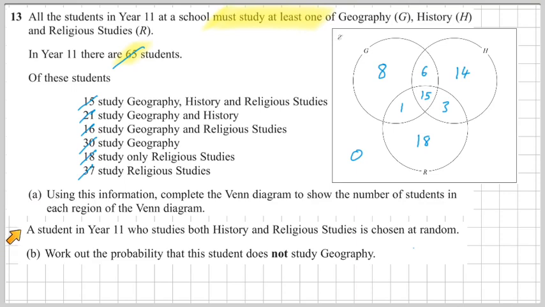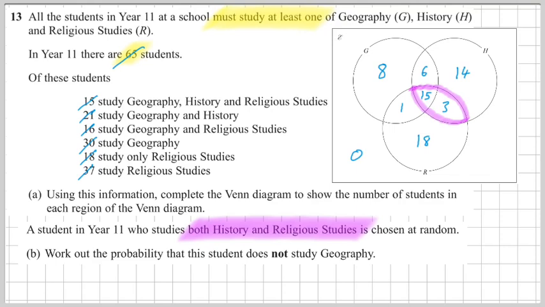Part B. First we have to read this sentence. A student in year 11 who studies both history and religious studies is chosen at random. That's these people here, isn't it? It's in the intersection of the R and the H circles in the Venn diagram. One of those 18 kids is chosen at random.